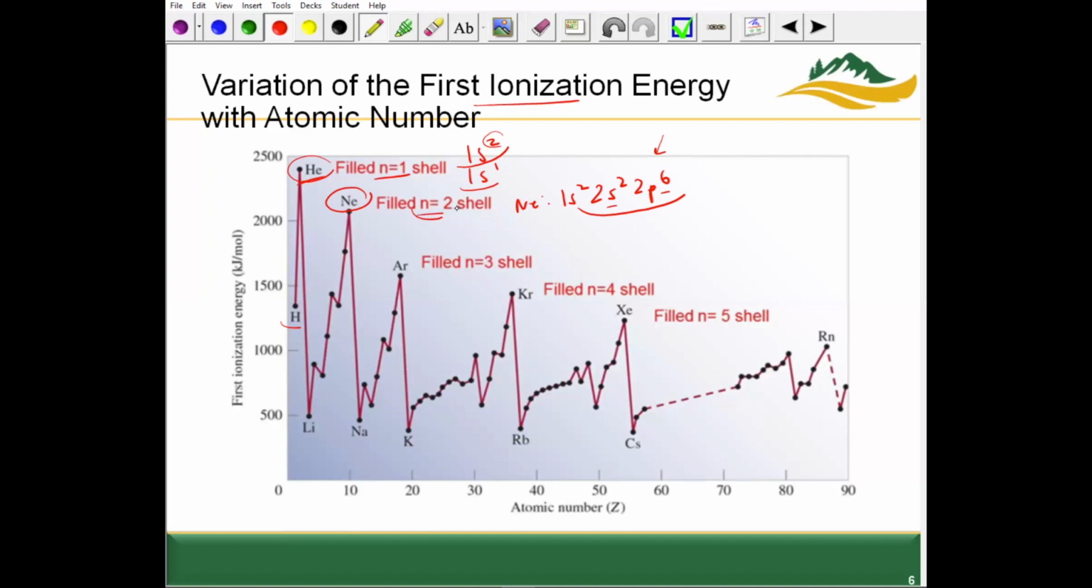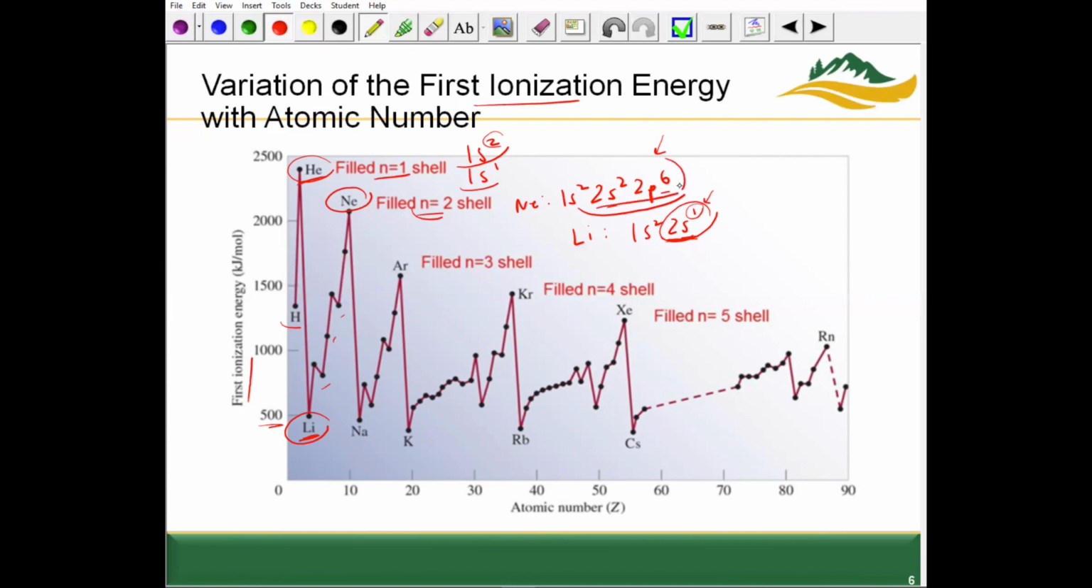When the shells are partially filled, it's easier to remove those electrons. Like we see for lithium, lithium only has 3 electrons, that's 1s2, 2s1. This electron here in a partially unfilled s subshell, 2s subshell to be specific, it doesn't take that much energy to pluck this 1 electron away. So that's why this has a much smaller first ionization energy compared to neon.